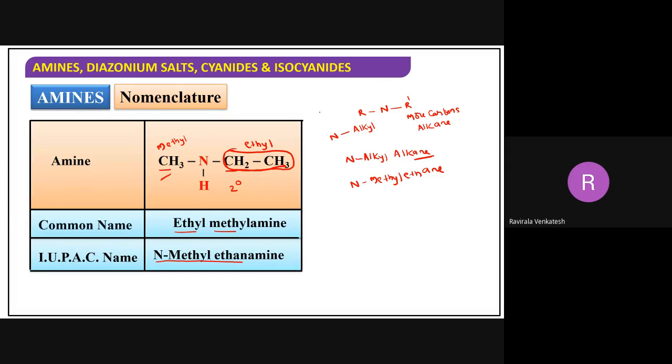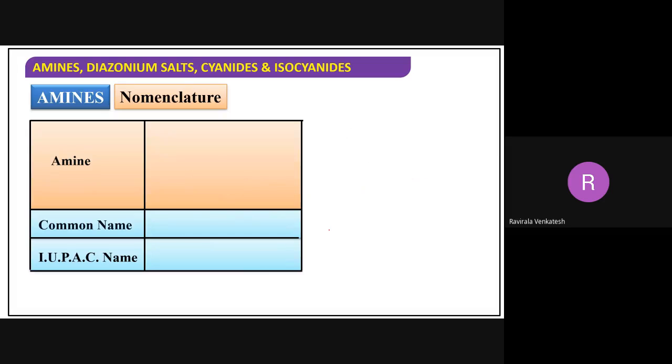What about the amine here? This one you have to call as amine. Therefore, you can call it N-methyl ethanamine. So you can call this one what? N-alkyl alkanamine. Right? For example, we'll take one more example.